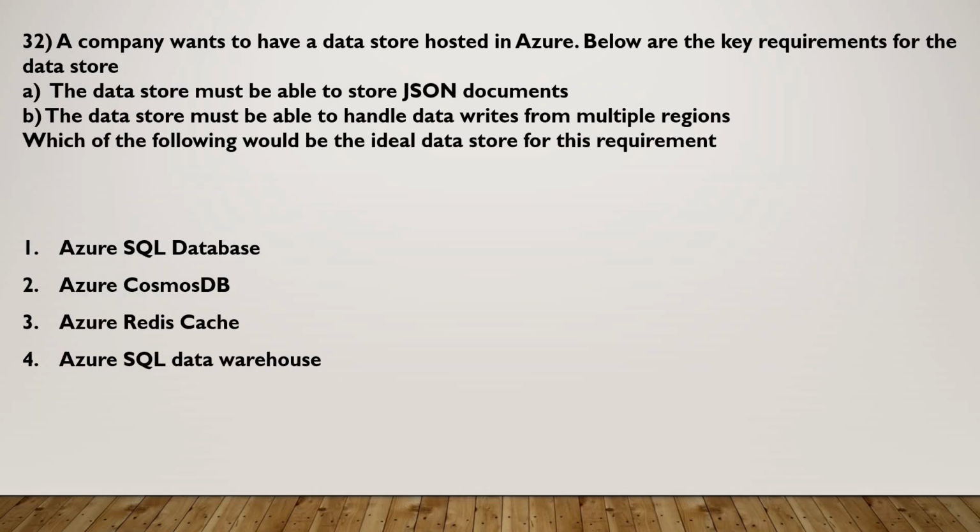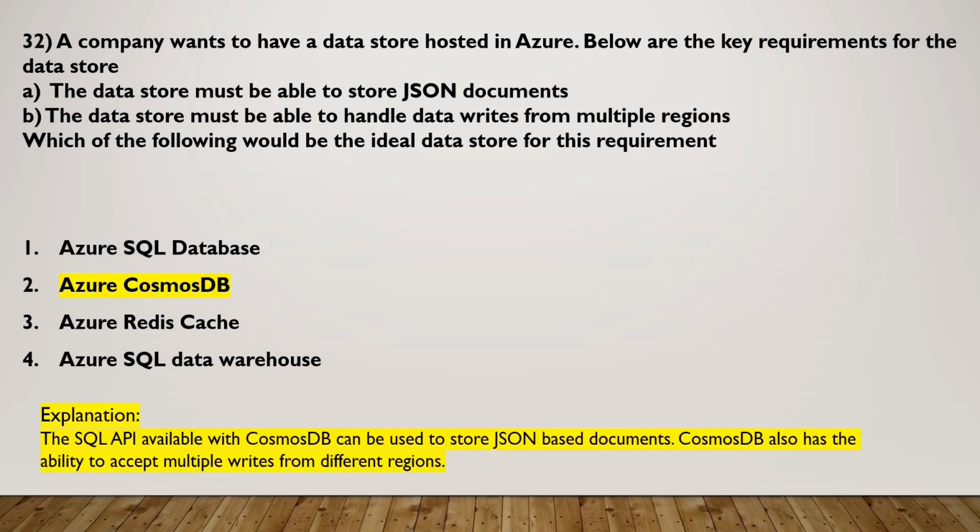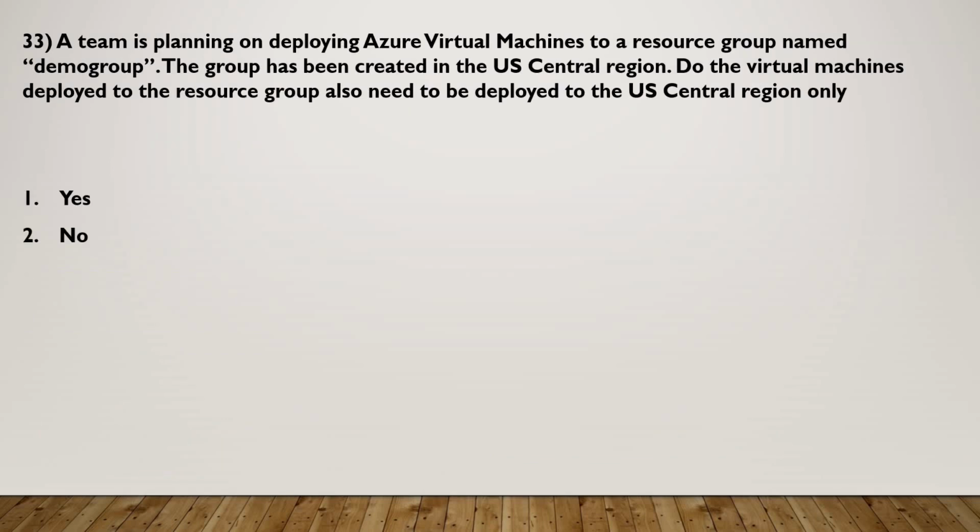A company wants to have data hosted in Azure. Below are the key requirements for the data store. The data store must be able to store JSON documents. The data store must be able to handle data writes from multiple regions. Which of the following would be the ideal data store for this requirement? We can use Azure Cosmos DB. The SQL API available with Cosmos DB can be used to store JSON-based documents. Cosmos DB also has the ability to accept multiple writes from different regions.